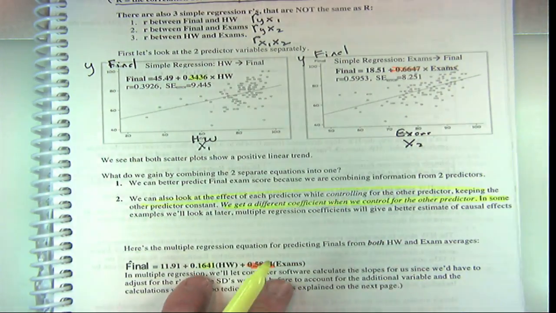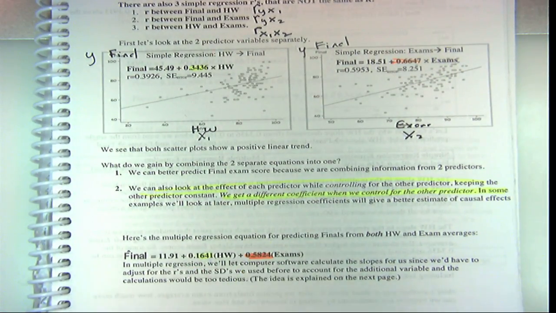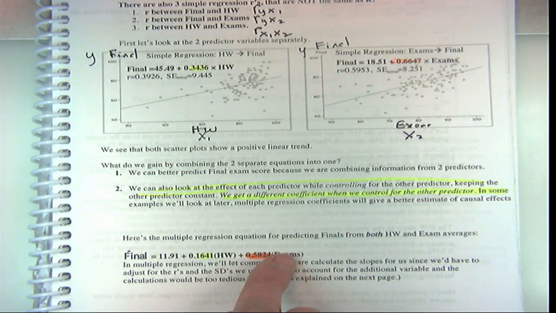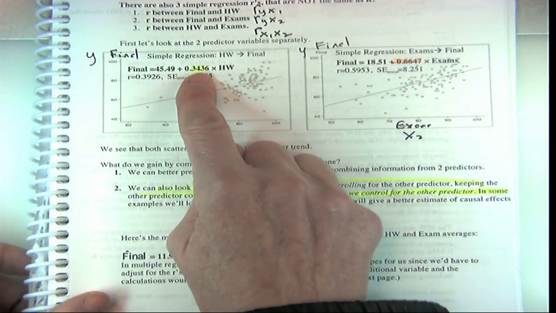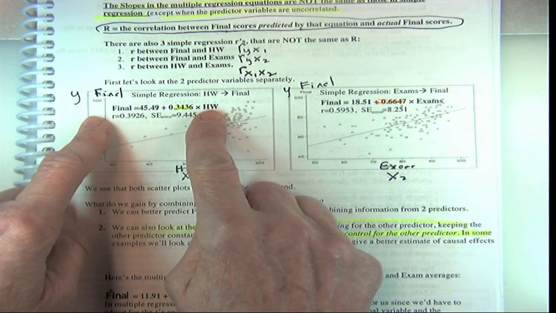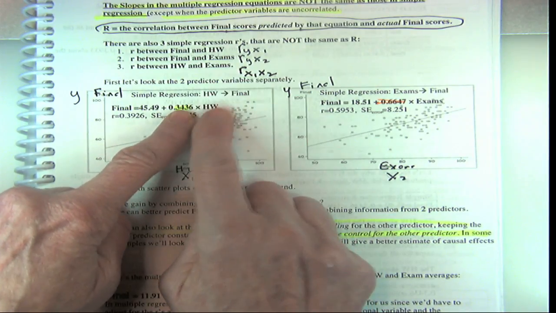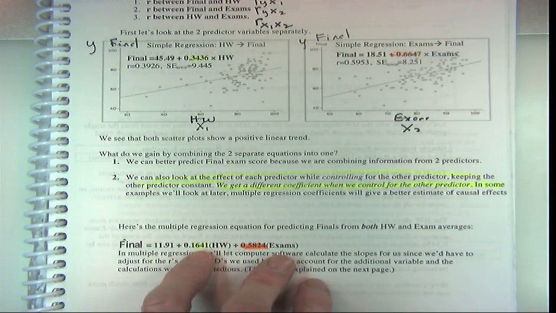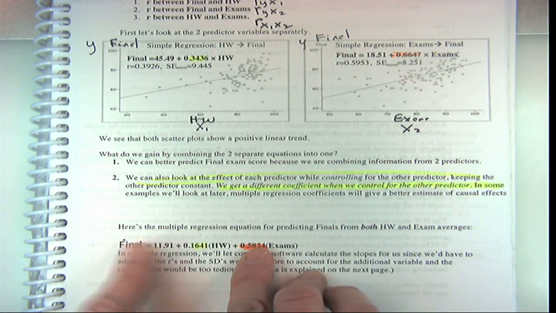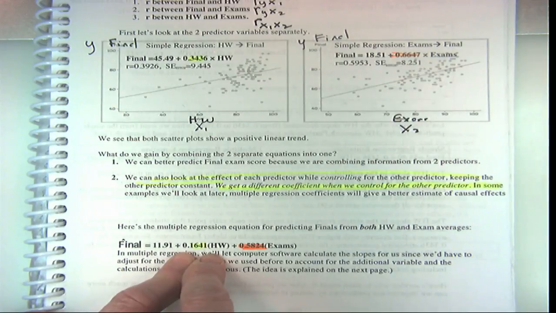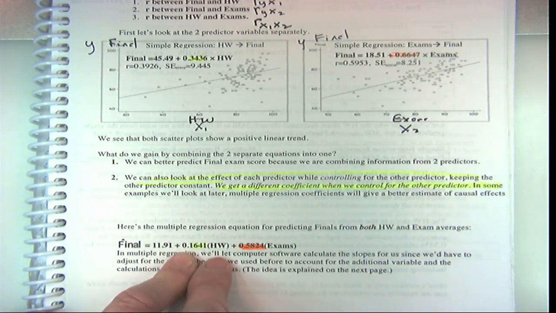Same here. When we do this, we separate out the two effects so that we say, okay, for people who have the same exam score, let's say exam score of 80, each additional point of homework increases their final by 0.1641. Whereas here it said each additional point on their homework increases their final on the average of 0.3436. But some of that is due to the exams. So this separates it out. In other words, what this does is it says, after I've already predicted people's finals from their exams, how much additional help does the homework do?